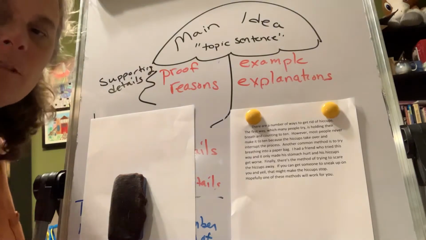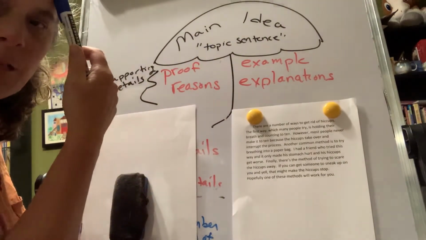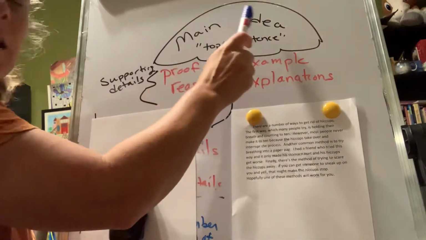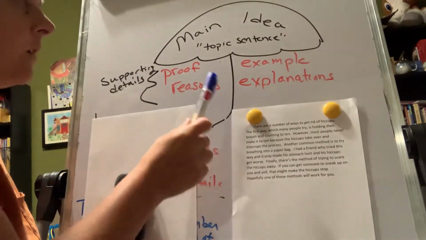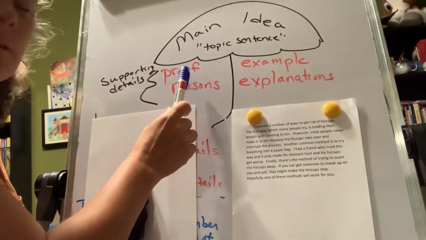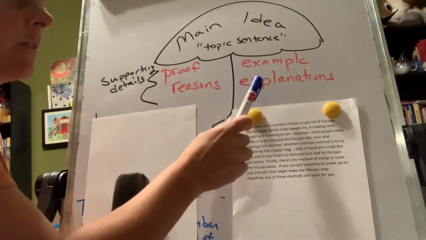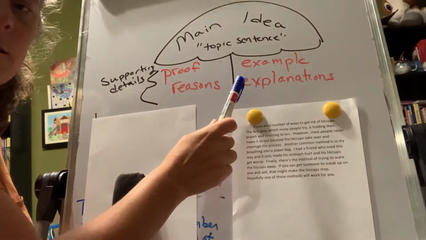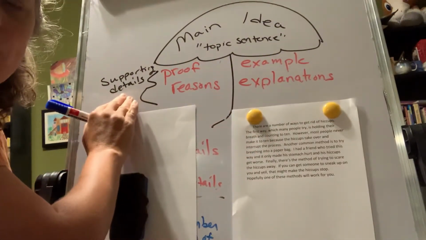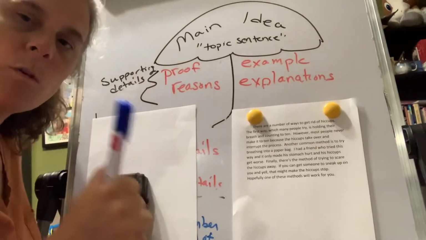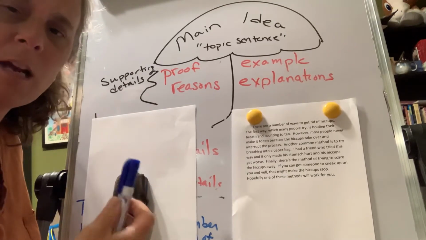Okay, so first of all, let's review main ideas. Let's go look at this. I like this picture for us to remember that the main idea is really like an umbrella. And under that umbrella, we have things like proof, evidence, reason, examples, explanations, okay? And all of these things under the umbrella are our supporting details.